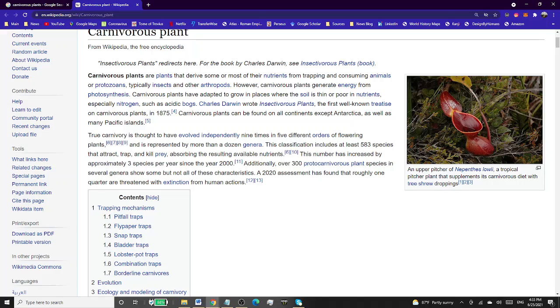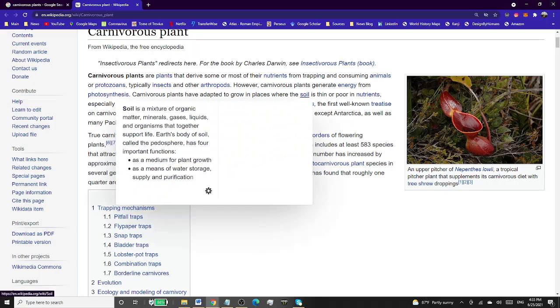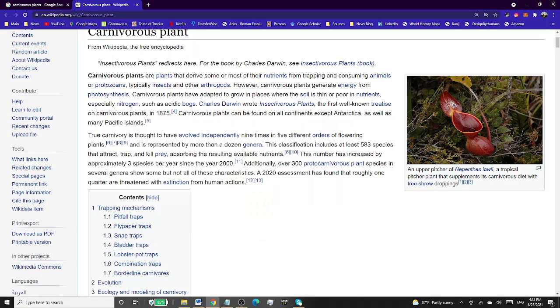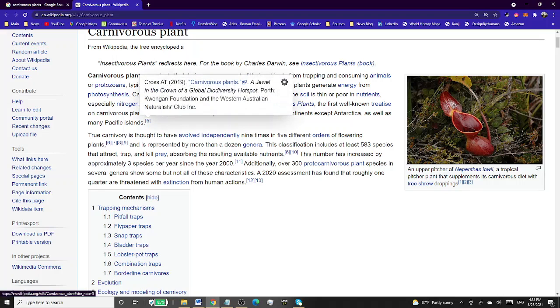However, they do it. And they even say here, they can generate energy from photosynthesis. So I don't really know why they're eating things too. Oh, very interesting. They adapt to grow in places where the soil is thin or poor in nutrients, especially nitrogen. They can live in acidic bogs. So their environments are tough environments. And they're found everywhere except for Antarctica. Oh, but not the Pacific Islands either. Huh. So not very Pacific-oriented.